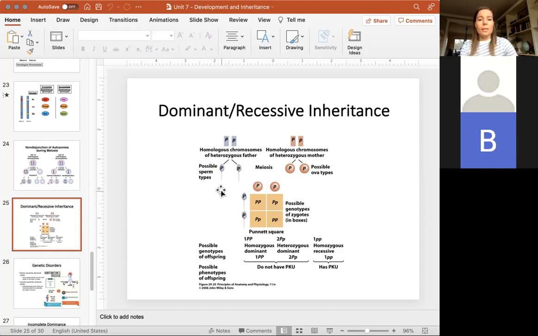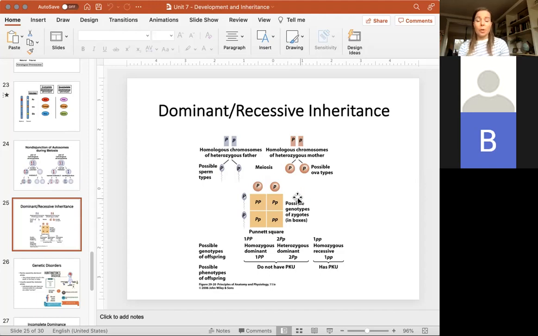So we do one capital P. It's kind of hard to tell the difference between the capital and the lowercase, but this is a capital P and this is a lowercase p. This represents the dominant allele and this represents the recessive allele. So that is the father. He's heterozygous, so that's easy. It's one of each, one dominant, one recessive. The mother, they're telling you she's also heterozygous. That's exactly the same. One is dominant, one is recessive.